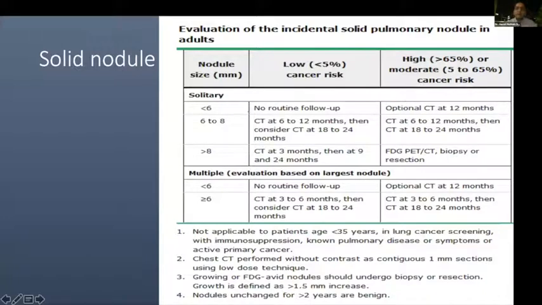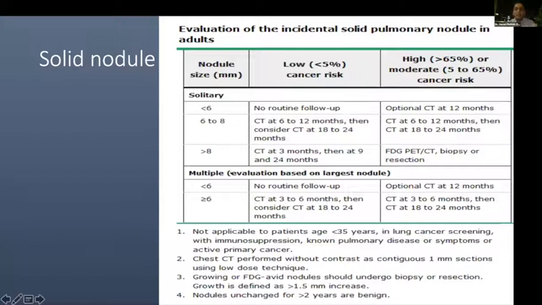So if you're following up the patient and it's a low risk patient, you can do a repeat CT scan at 6 to 12 months, and then you can consider a repeat scan again up to 24 months later. If it's a high risk patient, generally I would repeat a scan. 6 to 12 months is recommended here, but I generally do an earlier scan at 4 months.